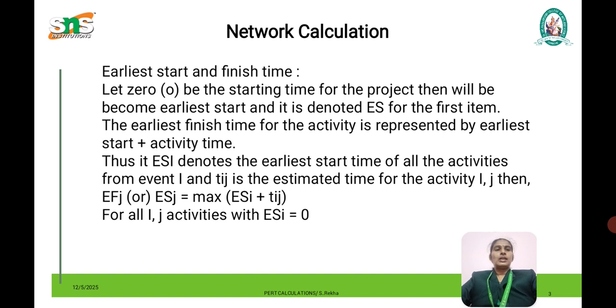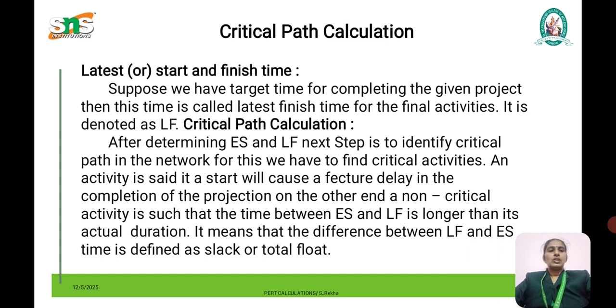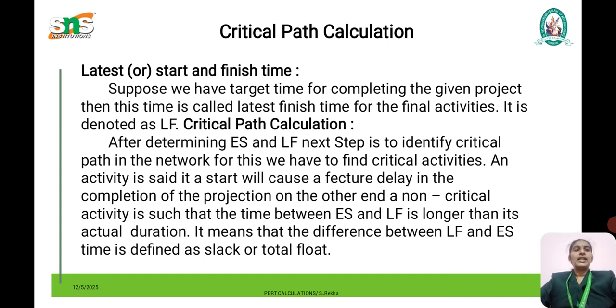If you go with the latest finish, we have to go with the backward calculation. Backward calculation is nothing but finding the backward values, that is 6, 5, 4, 3, 2, 1, like that we have to calculate. This is nothing but finding the minimum value, that is the minimum value of LF minus TIJ. In each node we have to find the early start time as well as the latest finish time.